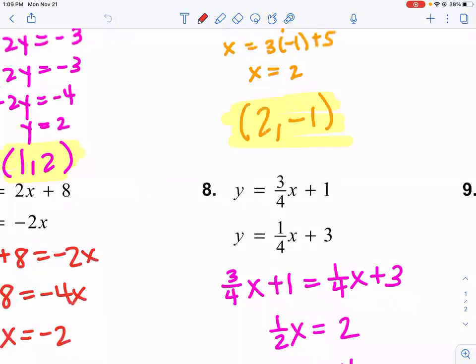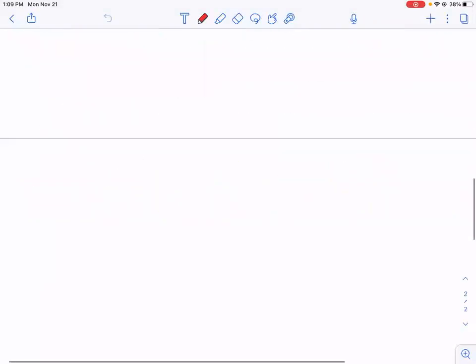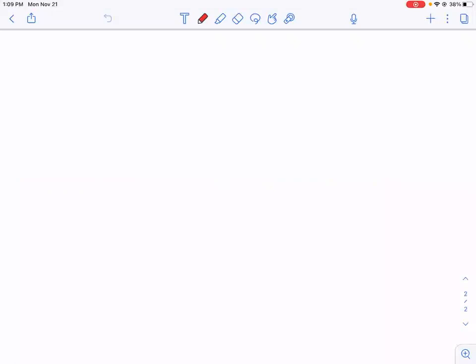Okay, so this is what I want to have happen. Let's go back to this word problem page. I want you to go to the back side. Go back to everything. Okay, so I want you to write down this example. x plus y equals 7 and 4x minus y equals 3. Okay, we are going to solve this one by substitution.